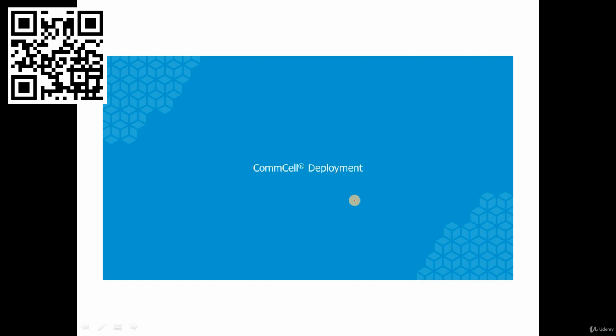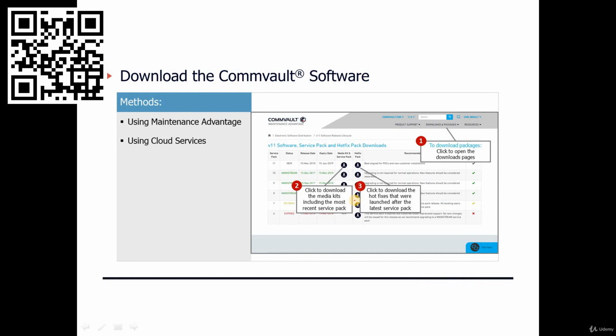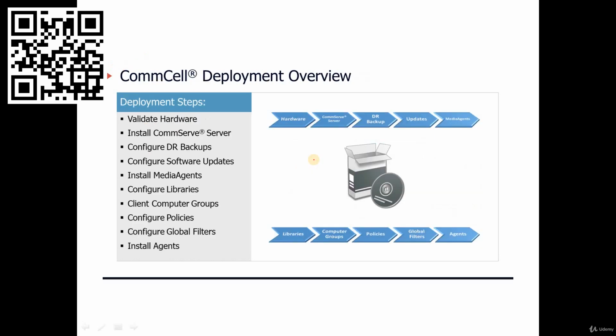So moving forward, the next topic is the CommCell deployment. I have a demo of the CommCell deployment in the demo section, so I will not spend a lot of time here. I will quickly take you through a few things. First thing is we need to download the software. We can go to the Commvault maintenance advantage site, or we can go to the cloud services, and we can choose the appropriate service pack or the version that we want to download, and we can download the software.